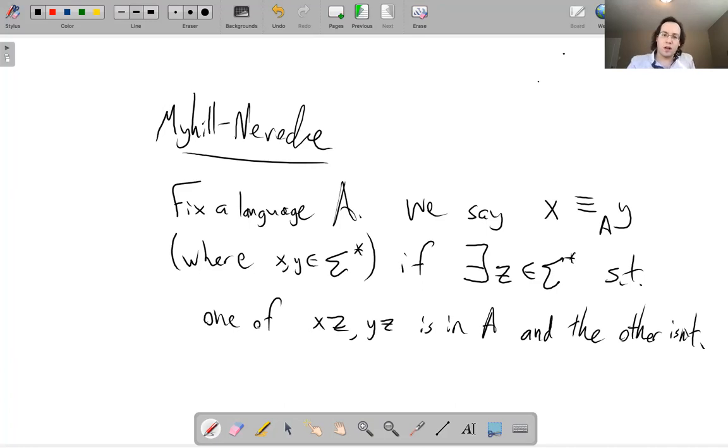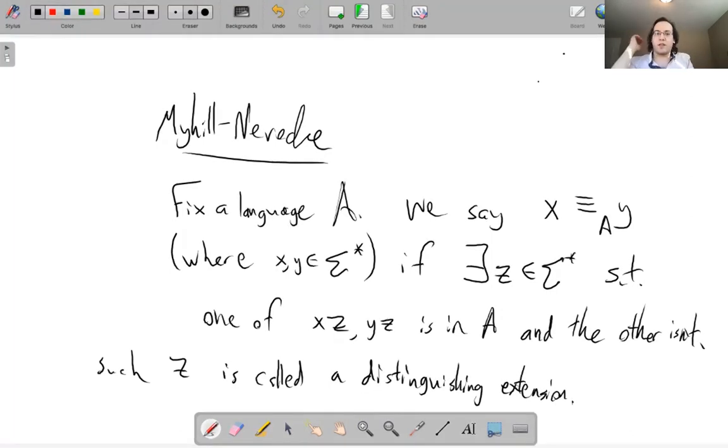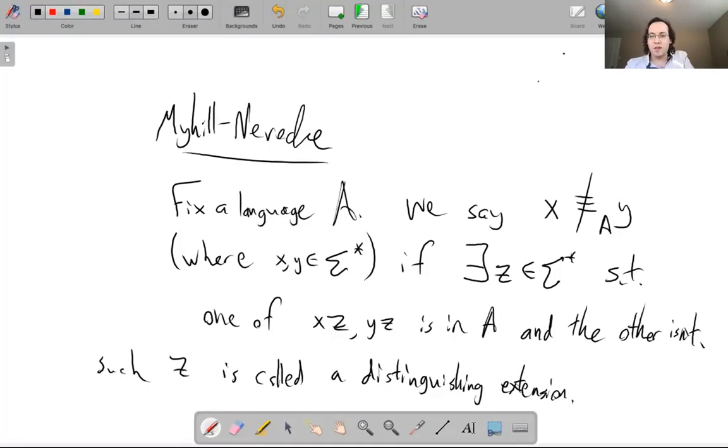Such a Z is called a distinguishing extension. Sorry, this is wrong. We say that X and Y are not equivalent if there is a distinguishing extension. So X is not equivalent to Y if there's a distinguishing extension. If there does not exist such a Z, then X is equivalent to Y.